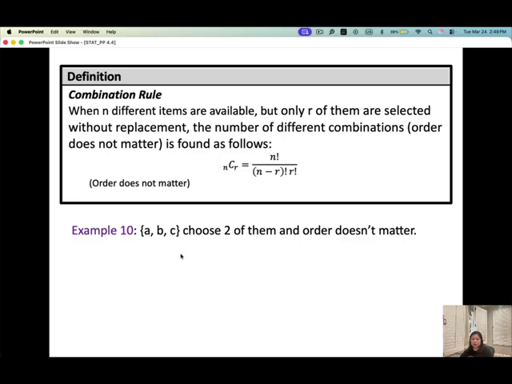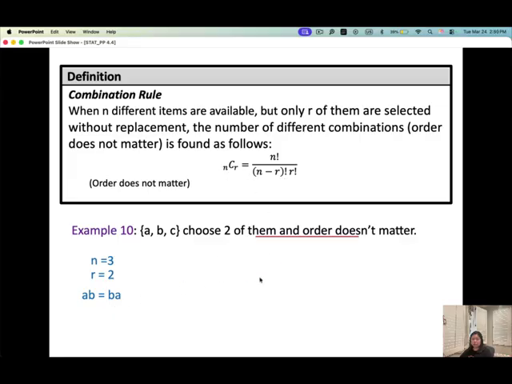Okay, first, let's figure out what your n is. What is your total? I have 3 items, so n equals 3, and I only want to pick 2 of them. And order doesn't matter. So AB is equal to BA. This is only one way.